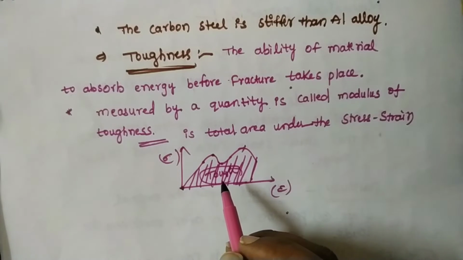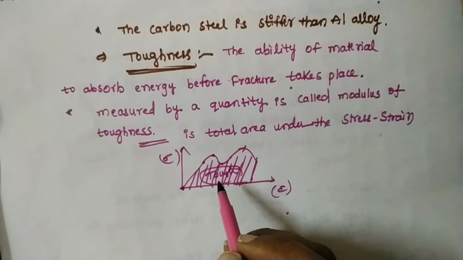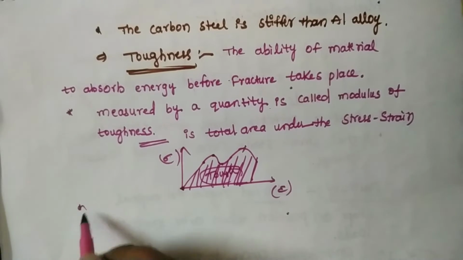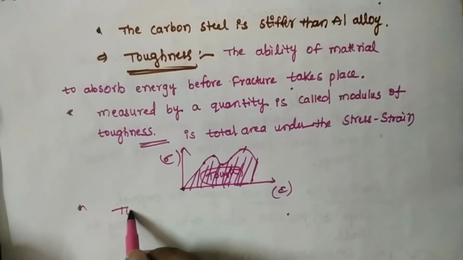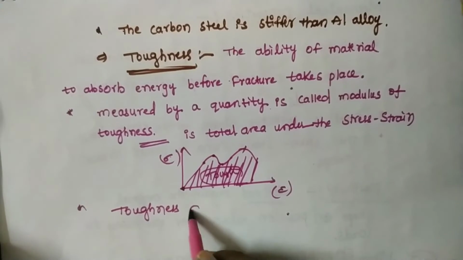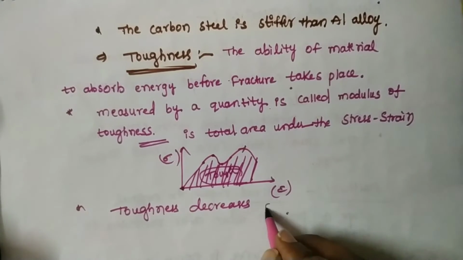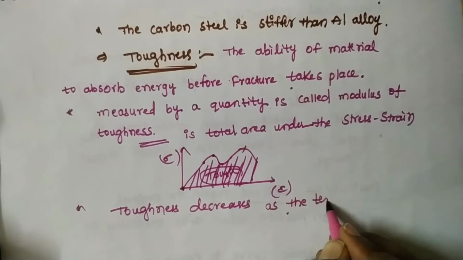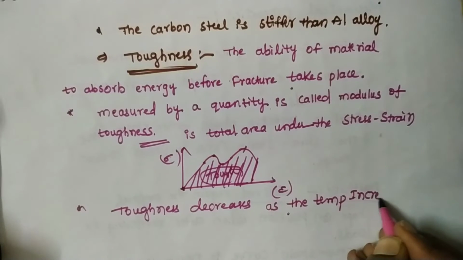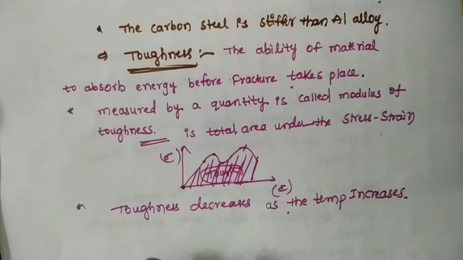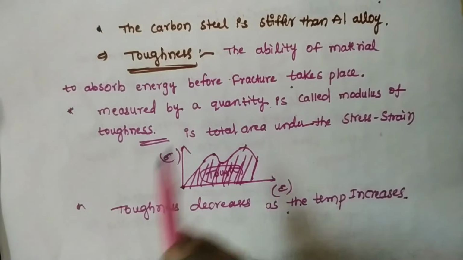Toughness is measured by the Charpy and Izod tests. Already you know the Charpy and Izod tests. What is the use of the Charpy test and what is the use of the Izod test? Then the next point: toughness decreases as the temperature increases. This one is also very important for competitive examinations.